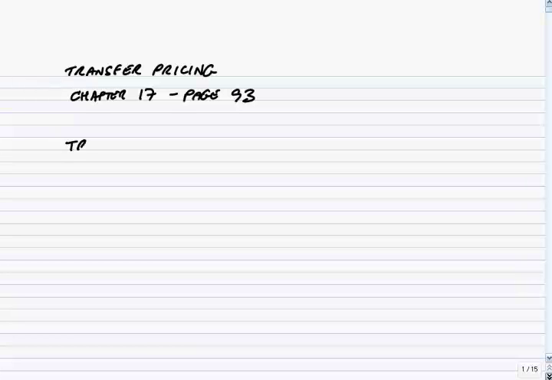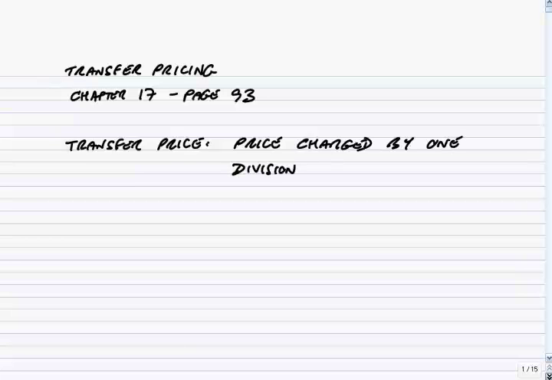A transfer price is the price charged by one division for goods or services supplied to another division.